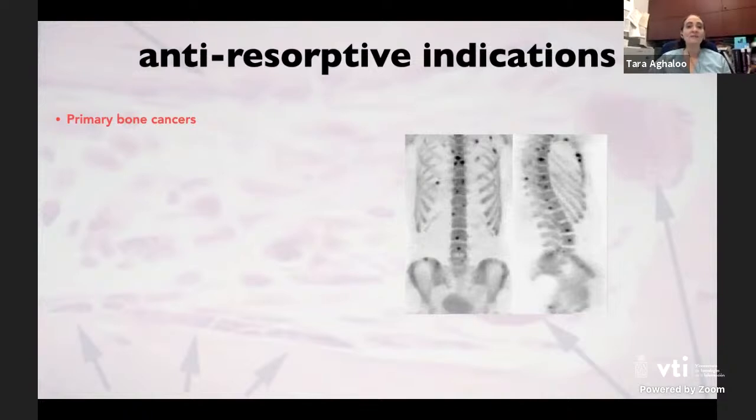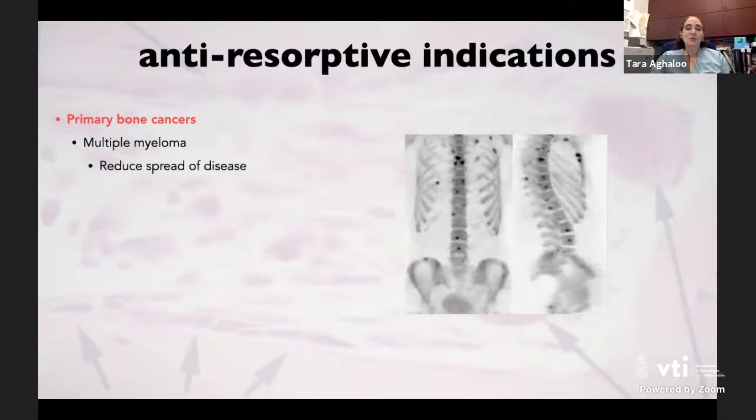So let's talk a little bit about the indications for taking anti-resorptive medications. Number one is primary bone cancer, such as multiple myeloma. You can see here a bone scan from a patient who has multiple myeloma. All of these little areas or lesions in the spine, ribs, and pelvis are where there are myeloma cells, basically cells that are like osteoclasts, chewing up the bone and causing the scan to light up here.